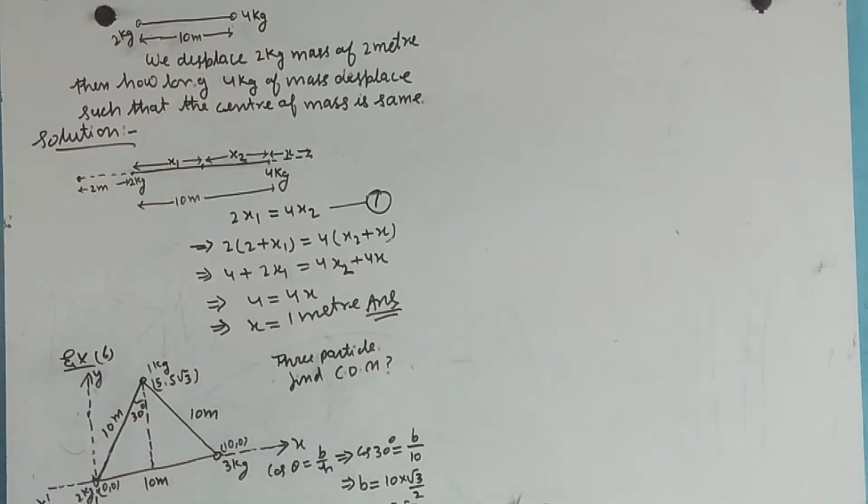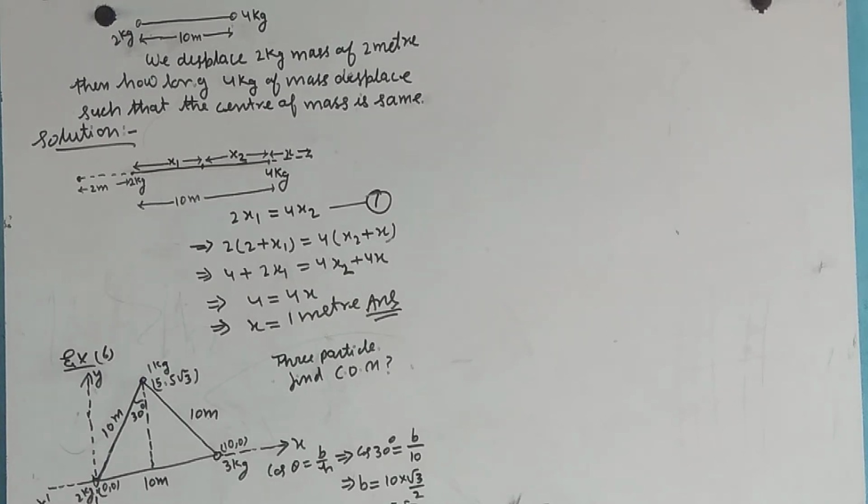This is our answer. Now here there are 3 particles of mass 1 kg, 2 kg and 3 kg placed at the vertices of an equilateral triangle of side 10 meter. The masses in this case are 1 kg, 2 kg and 3 kg. Then we have to find the position of center of mass, that is the x coordinate and y coordinate of center of mass in this case.